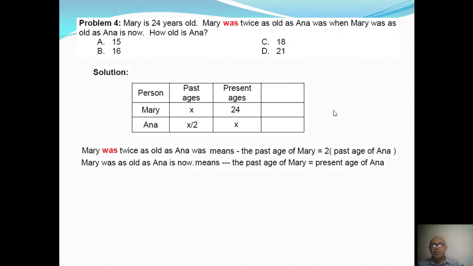So, to form the equation, we will make use again of the number of years from past to present. So, we have here, 24 minus x is equal to x minus x over 2. And from that, x is equal to 16. Okay, so that is about age problems.